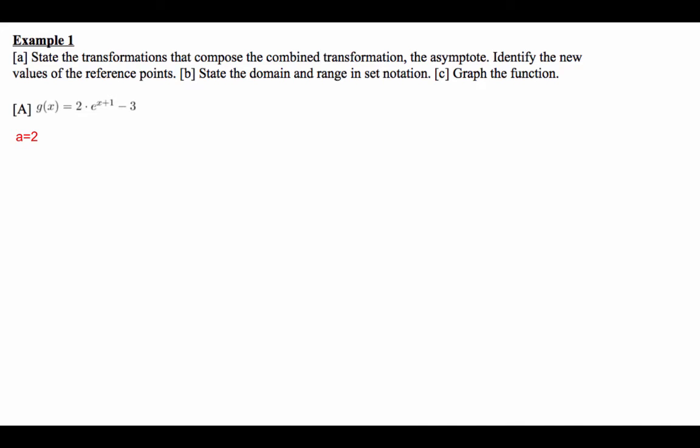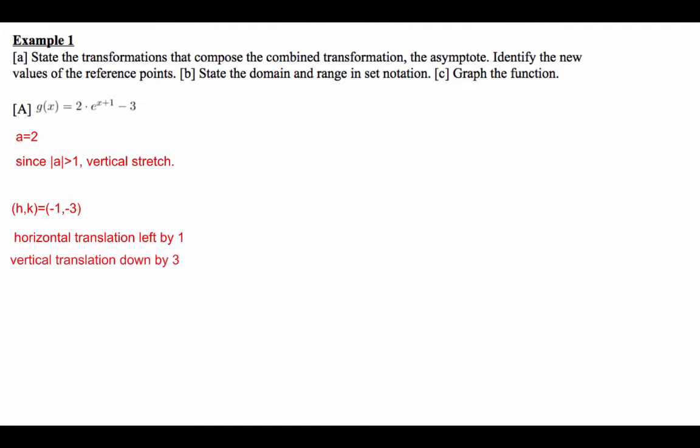So we notice that a is equal to 2, and h, k is -1, -3, and here are the respective effects. So here, a is positive, so there is no reflection, but the magnitude, the absolute value, is greater than 1, so it's a vertical stretch by a factor of, you guessed it, 2. And that represents translation left by 1 and vertical translation down by 3.